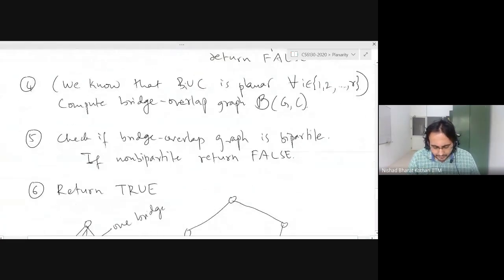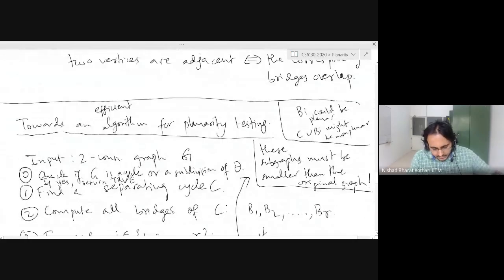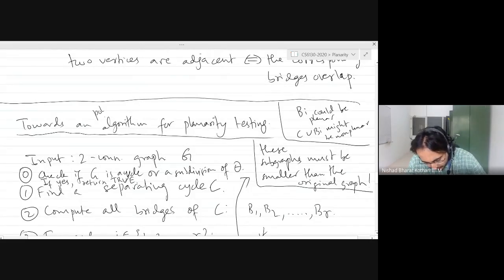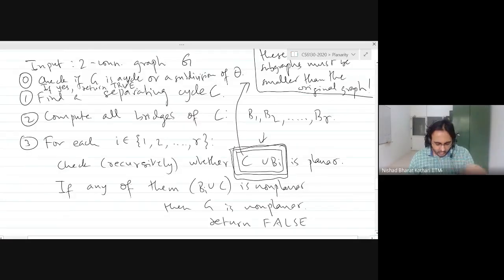All right. So this is a polynomial time algorithm, and part of that you will be proving on the assignment, problem number 3 or 4. We already have the algorithm. All right.